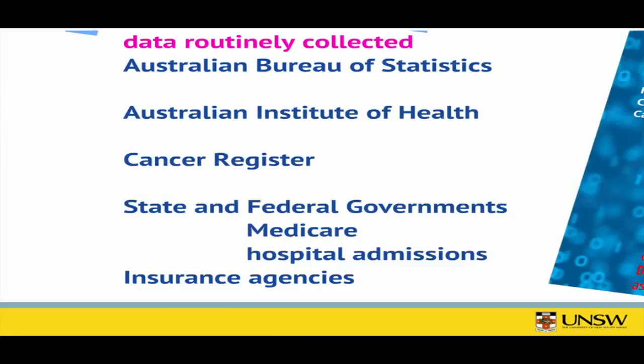Australian Institute of Health also gives lovely data on admissions and the most common diseases that are admitted into hospital and cared for. The cancer register certainly is important. Every cancer that gets diagnosed has to be registered. It's the law. We get federal and government data from Medicare and specific hospital admissions, and we get lovely data also from MBF, HCF, that sort of thing for claims as well.